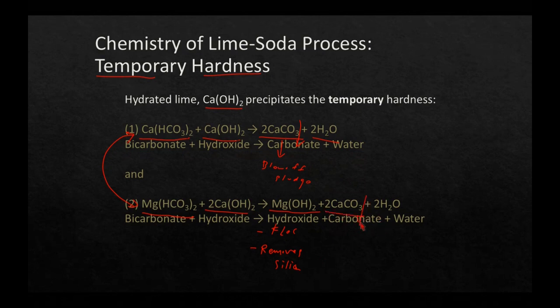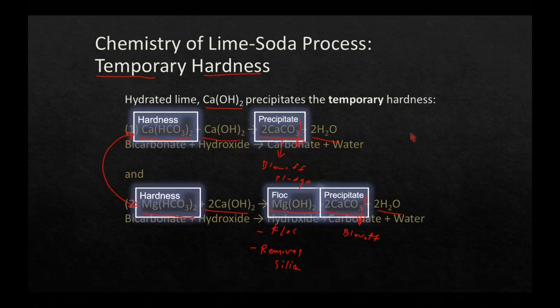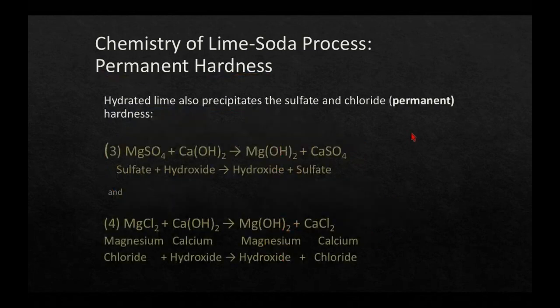Then it makes calcium carbonate, which precipitates, which we blow off, which is our sludge, and water. So lime does a really good job of removing temporary hardness, but it does nothing for permanent hardness. So let's just take a look at what's going on with the permanent hardness.